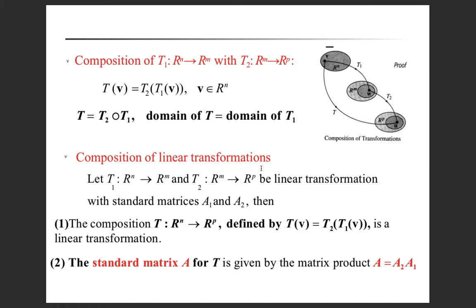Now composition of linear transformations. If T1 is a mapping from R^n to R^m and T2 is a mapping from R^m to R^p, be linear transformations with standard matrices A1 and A2, then the composition T from R^n to R^p defined by T(v) is a linear transformation. This we have defined above. And the standard matrix A for T is given by A equal to A2 A1. The standard matrix for the composite transformation is A2 A1.